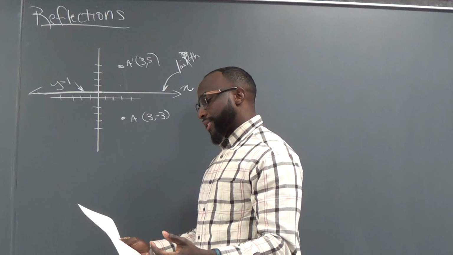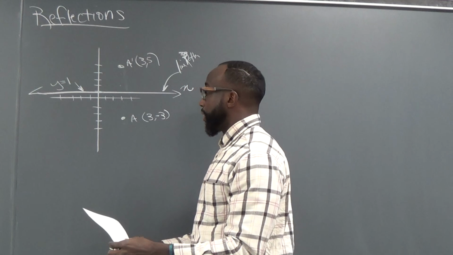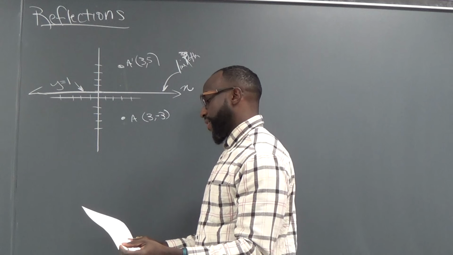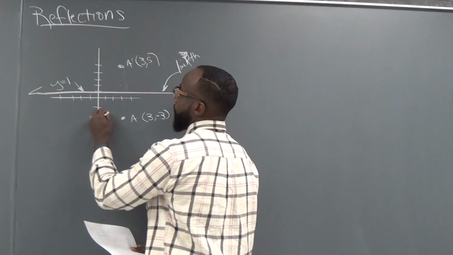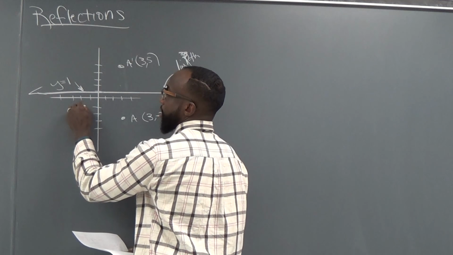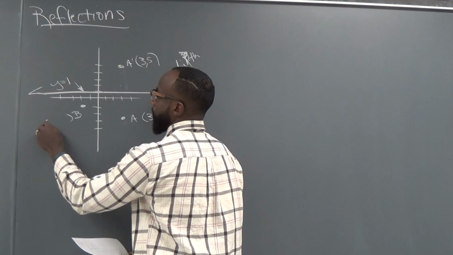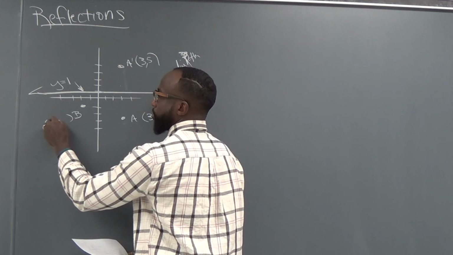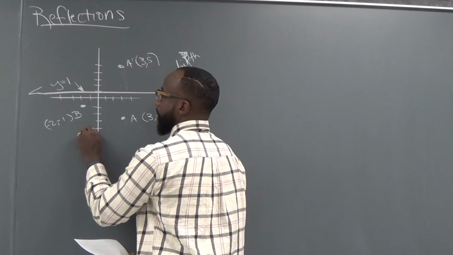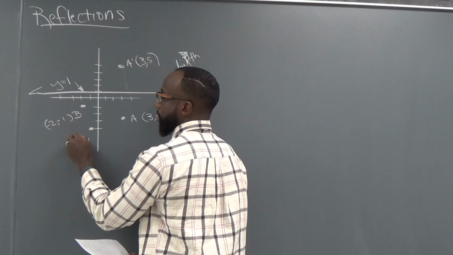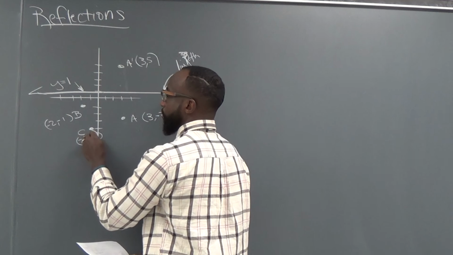Let us look at another example, where we actually have more points. Let's create a figure here. If this is the 1 point, 3, -3, let's put B over here at -2, -1, and let's put C down here at -1, -4.